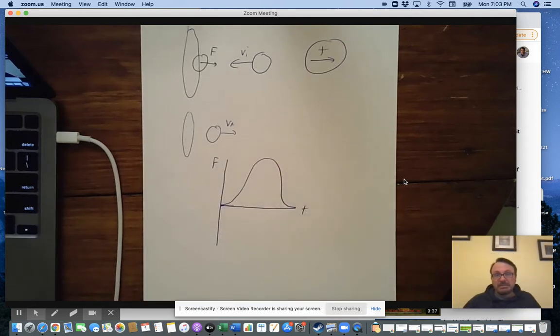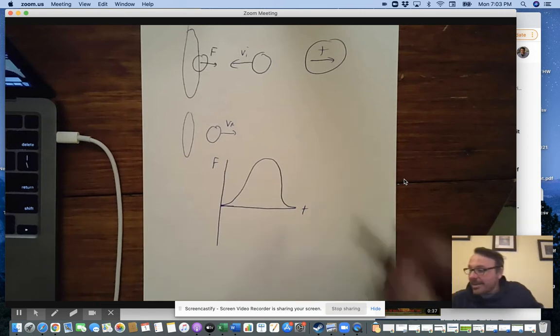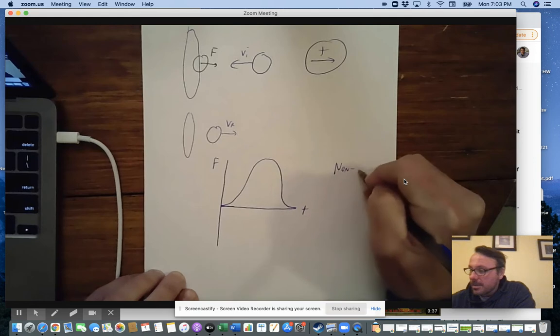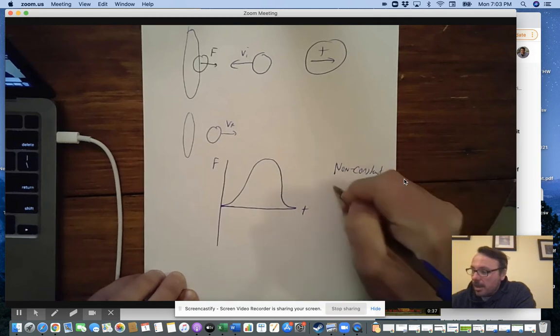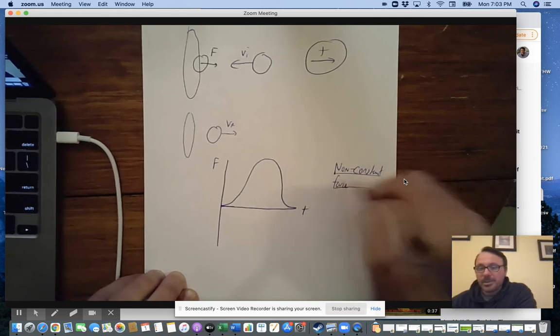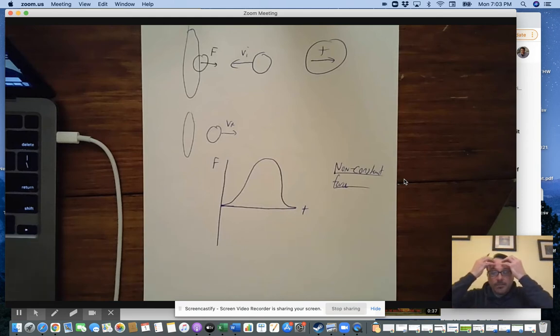Now, that should have more symmetry, and I apologize. I didn't mean to draw it without that much symmetry. Looking at that, that is a non-constant force. And we argued we're not going to be dealing with non-constant forces. But unfortunately, every time two things interact, there are non-constant forces.